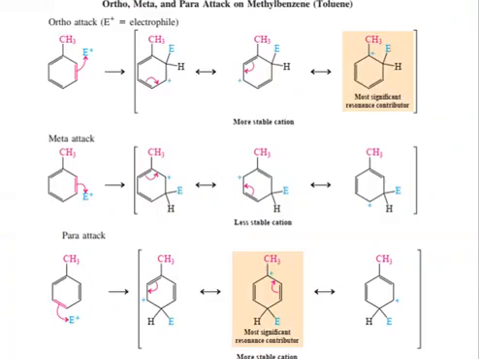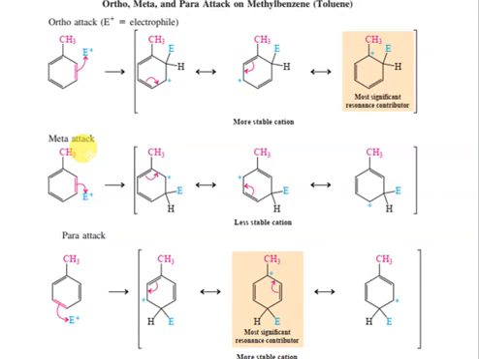So now let's consider why the ortho and para products are dominating while the meta product is not forming at all, right? So just remember that whenever the carbocation is more stable, the product will be more stable.